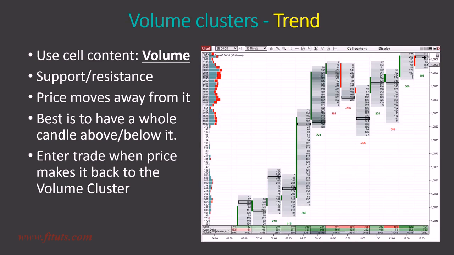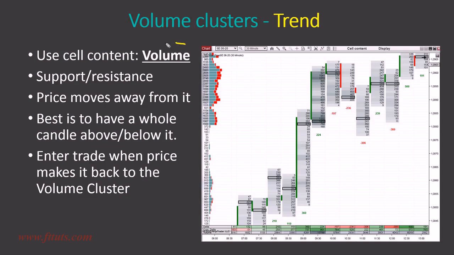The first thing you need to do is set up your chart so it looks like mine. The only thing you need to change is the cell content. So you click it and you change it so it shows volumes, alright? So not bid and ask, but volume. When you turn on this visual option, it will look like this, and every cell will show how many volumes got accumulated and traded at the given price.